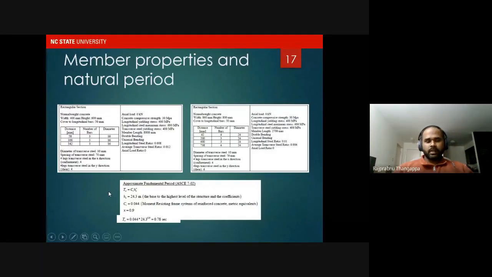So moving on, we are not calculating the fundamental period based on eigenvalue analysis. Rather, we are using a simplified codal equation to find out the natural period of vibration. The period of vibration is related to the height of the structure. And as we know, the height is 24.3 meters. It's basically 2.7 times 9 because it's a G plus 8 building. And we have a moment resisting frame. These equations are taken from ASCE 7-02, and it results in a natural period of vibration of 0.78 seconds.